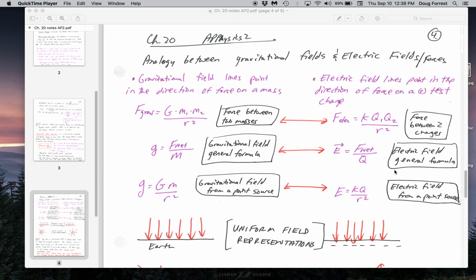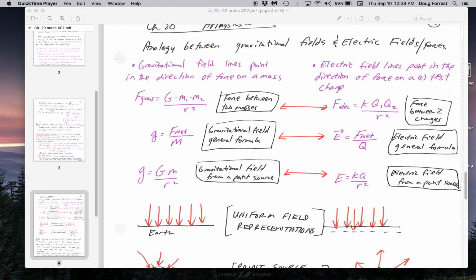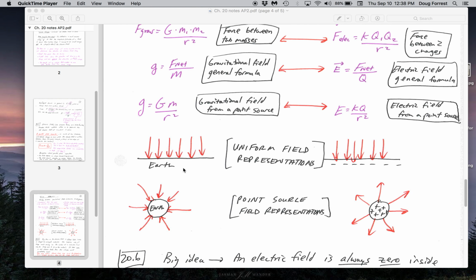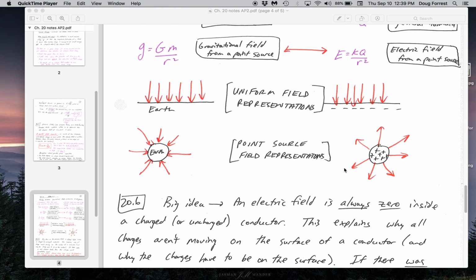There's an analogy between gravitational fields and electric fields and forces that I think is super useful. So I've got some formulas here. I've got some visualizations here. So in a near Earth situation, we would have a gravitational field we'd show like that. If we had negatives in the ground, we'd show an electric field like that. If we had a point source, meaning let's say we zoomed away from the Earth and looked from a spaceship, we would show our gravitational field lines like this. And if we had positive charge, we would show our electric field lines like this.